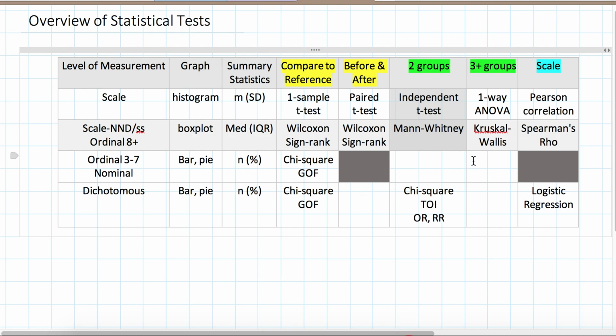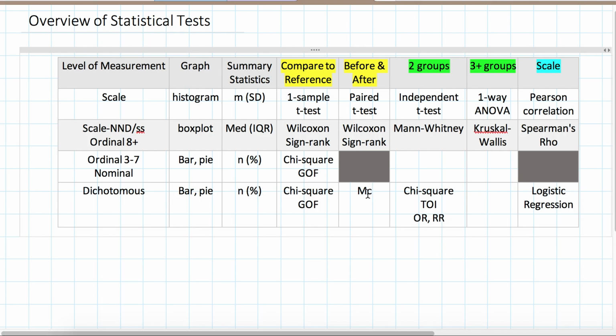Now we need to fill in a few more squares down here in the bottom. Specifically, we've talked about how we have this before and after. We have a paired t-test. Wilcoxon sign rank is the non-parametric version of that. But what happens when we have a before and after of a dichotomous variable? We actually have something that is a chi-square test, and it has a special name.